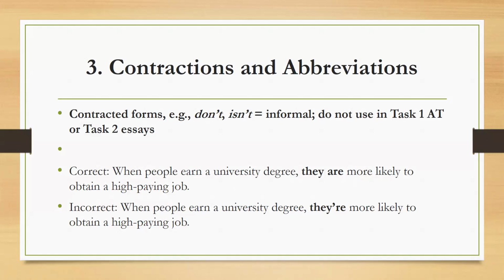Contractions and abbreviations. Contracted forms, for example, don't, isn't, are all informal. Do not use them in Task 1 or Task 2 essays. When you are writing the essays, unless it's a letter to a friend, an informal letter, you can use them. But where the letter is a formal letter, the Task 2 argumentative essay, or any of the essays, please don't use the contracted forms of the word.